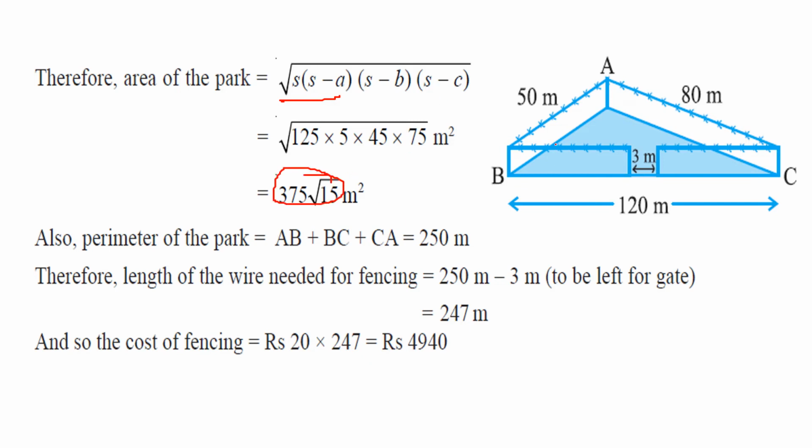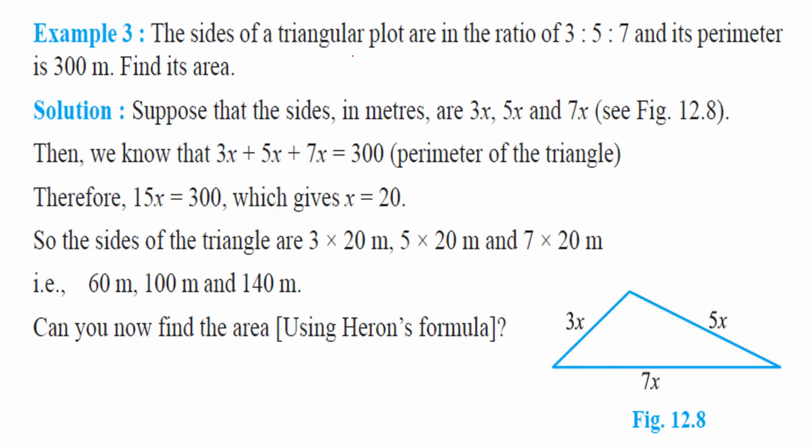Now we have to find out the perimeter and see that 3 has to be left out. So let us find out the perimeter. So 120 plus 50 plus 80 is the perimeter, but 3 has to be left out. So 250 minus 3, that is 247. And now for 1 meter, the cost is 20. For 247 meter, how much will be the cost? 20 into 247, that will be 4940.